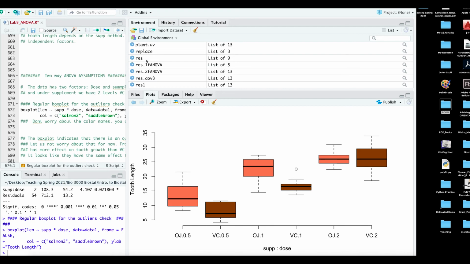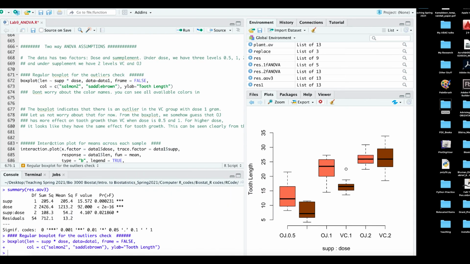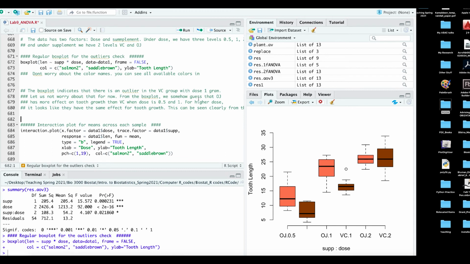Okay, so let me go over this. That was the box plot. So the box plot indicates that there is an outlier in the vitamin C group with dose 1 gram. You see that there is an outlier there. Let us not worry about that for now. From the box plot, we somehow guess that orange juice has more effect on tooth growth than vitamin C. You see that orange juice has a higher, okay.